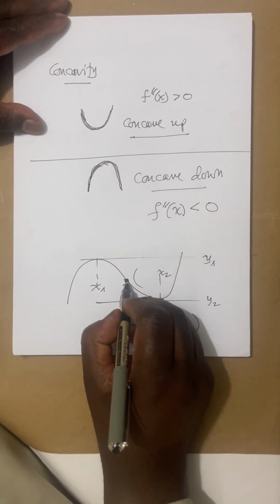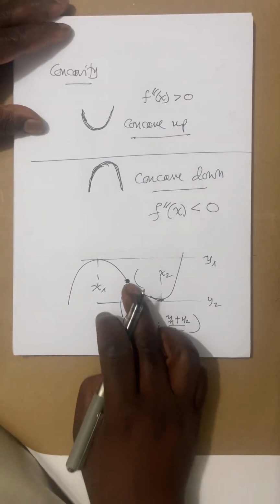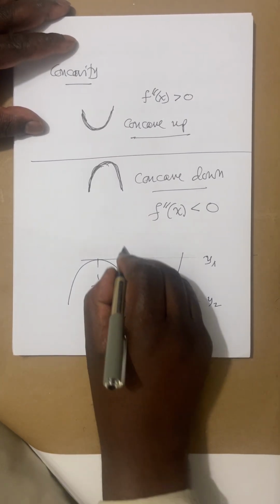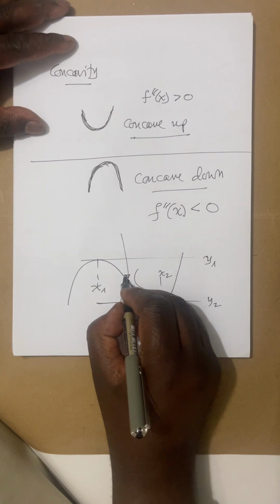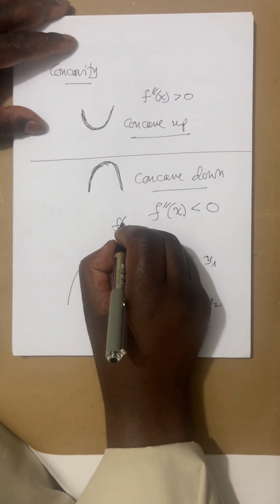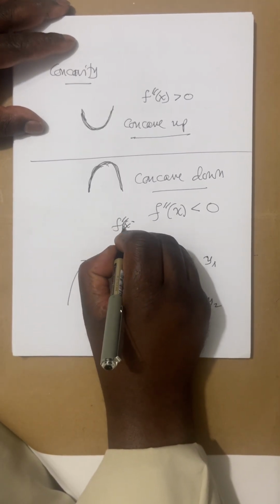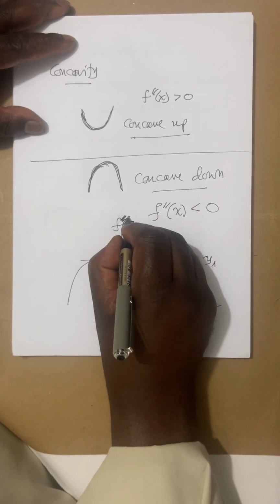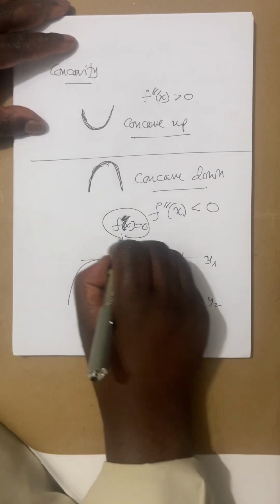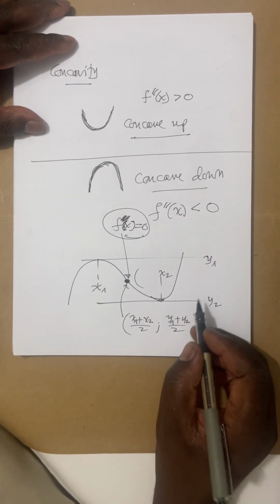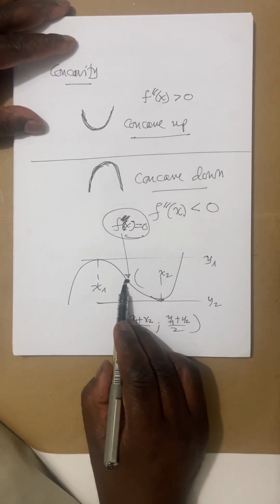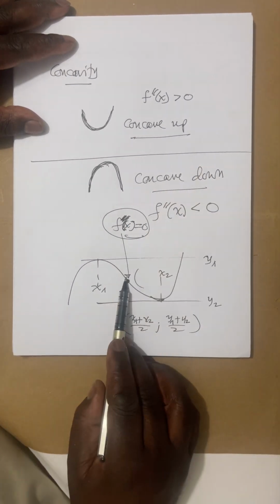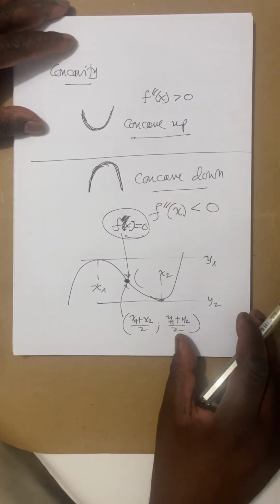That's why we call it the average point, the inflection point. Now from here, at this point, at least for some of you that have already gone through this, the second derivative at the inflection point must be 0. F prime prime of x must be equal to 0 at the inflection point. But from here going to the right-hand side, double prime must be positive. From here going to the left, double prime must be negative.